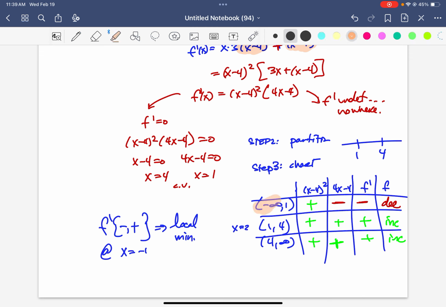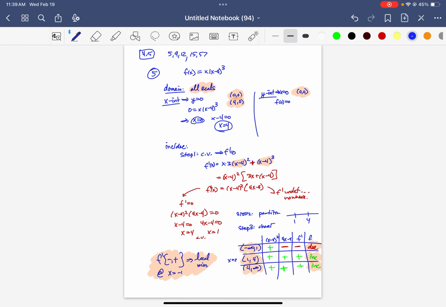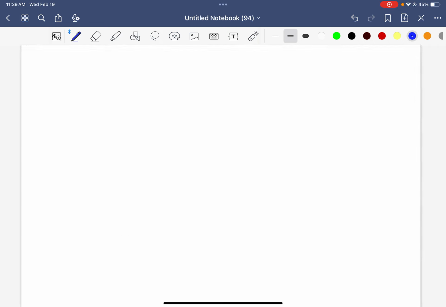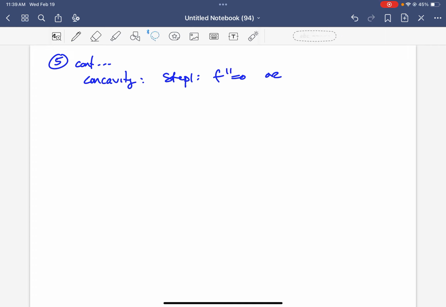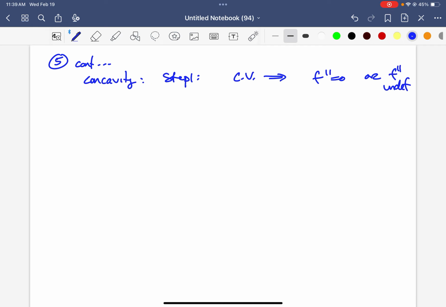That would be enough to tell me about my intervals of increase and decrease, and my local minimum. So that's increase, decrease, local mins and maxes. But then when we have our concavity conversation, so this is 5 continued, if I talk about concavity, then step 1 is to find the critical values, which is where the second derivative equals 0 or the second derivative is undefined.